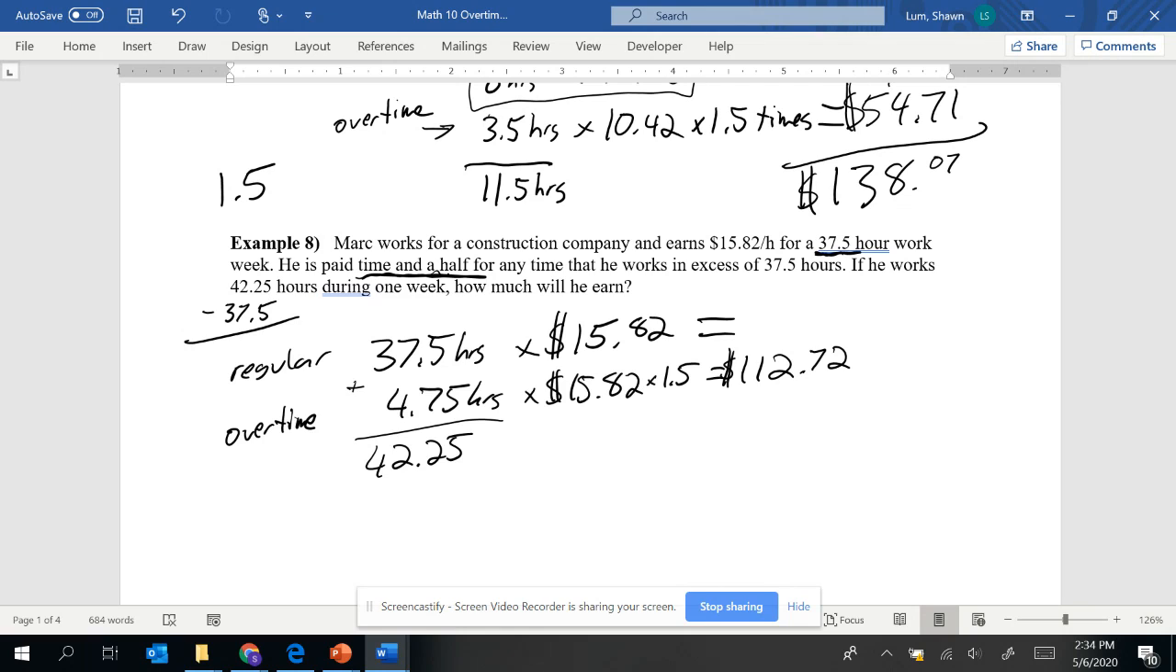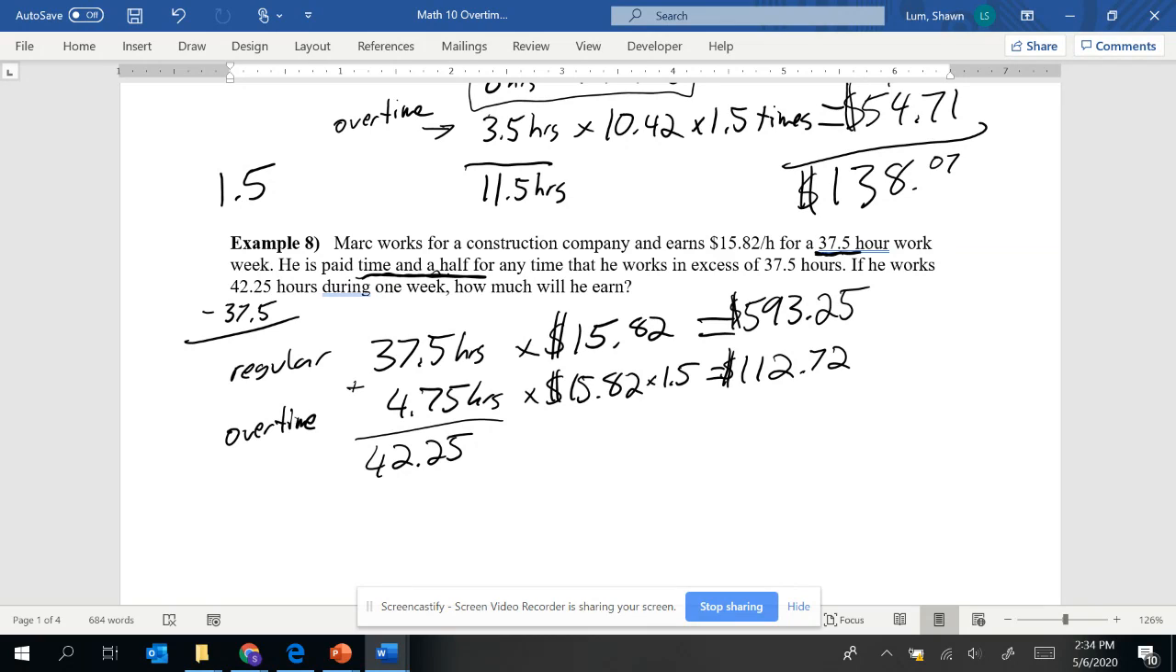Now I'll do the top one. And he gets $593.25. And now we have to add these things up.